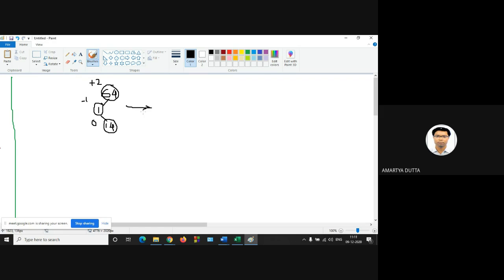Which rotation? You have to identify which rotation. This is a complex problem. RR, RL, LR, LL? Which one?